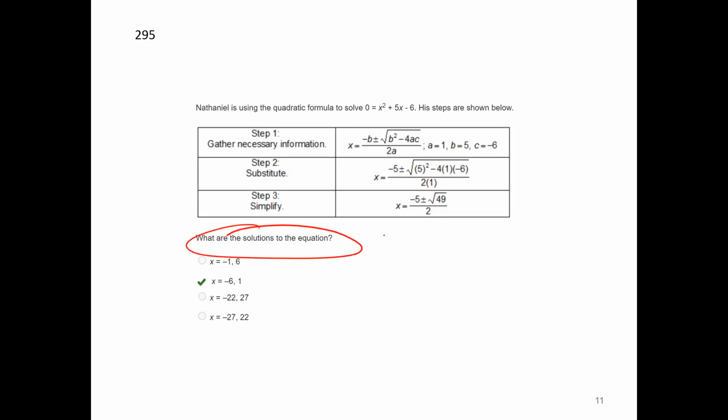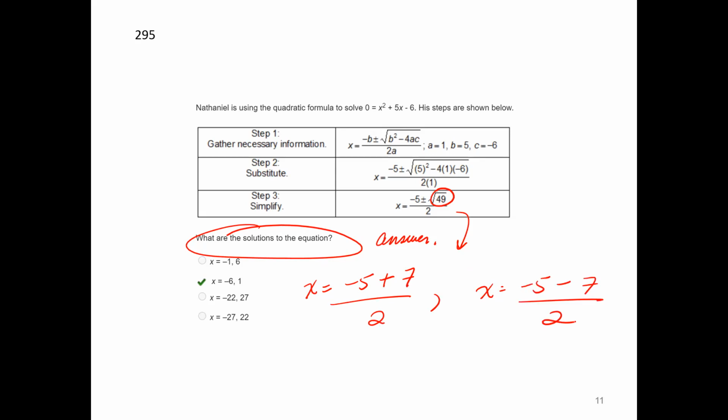So the solution basically just means what is your answer. So this is your last step, right? X is equal to -5 plus square root of 49 over 2. That's your first answer. And x equals -5 minus 7 over 2. So those are your two answers. Now with your calculator, type that in, and what do you get? So take a moment, ladies, grab your calculators, type that in, and take a look.